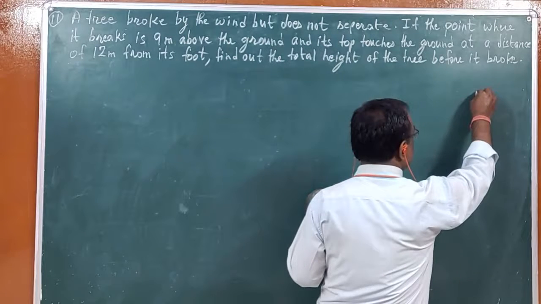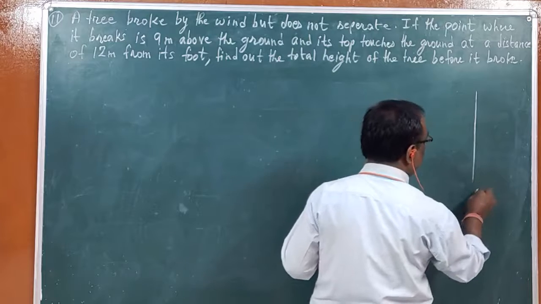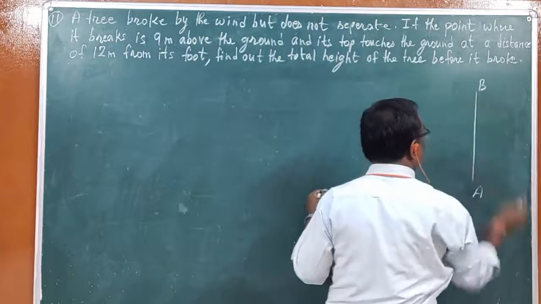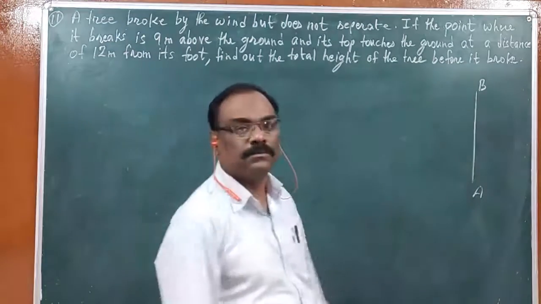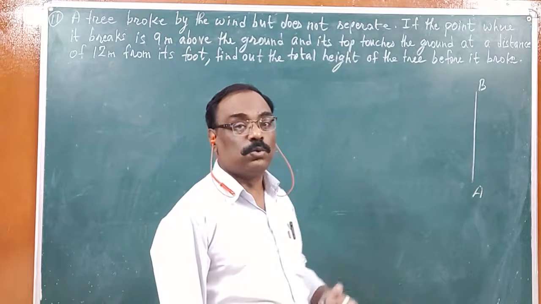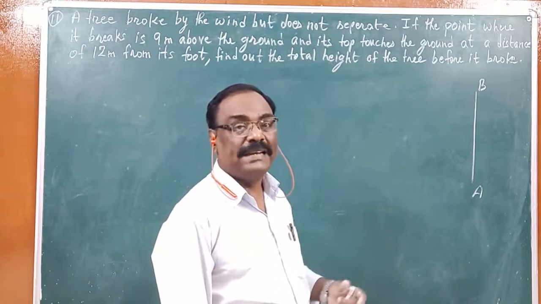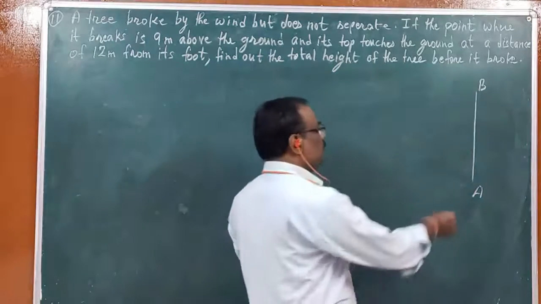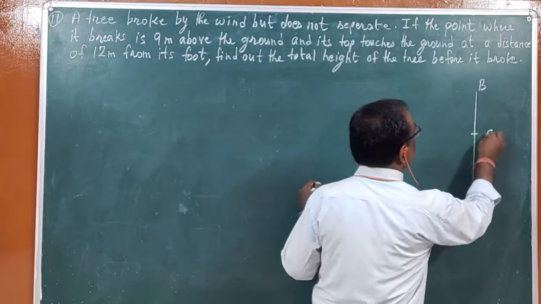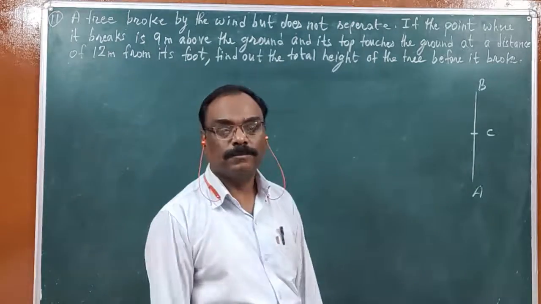Suppose I take this line AB, I have written this as A and B. So this is the tree before it broke. Now the question says that it has broken from 9 meters. Suppose I take a point here, C. This is C I am taking. This is the place from where the tree has broken.